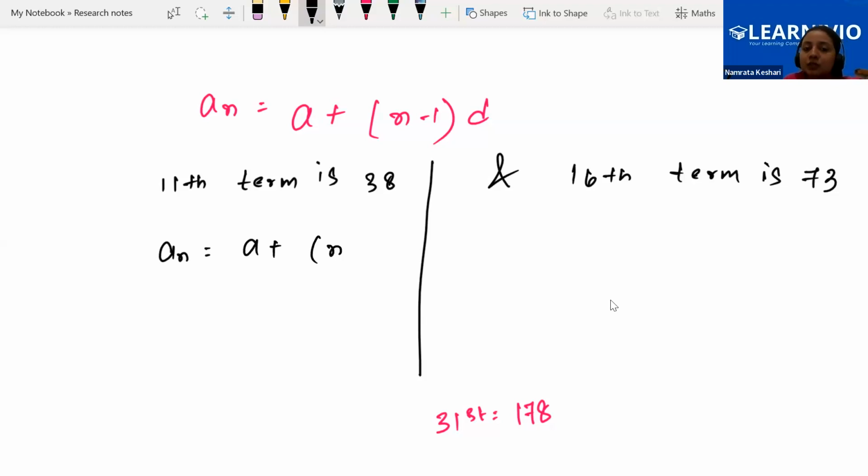You have already solved, right? Which one is 11 and which one is 38? So Maya, are you there? Yes, Sumaya, are you there?